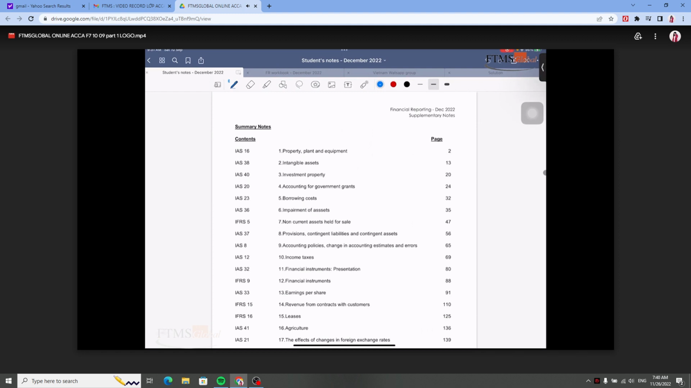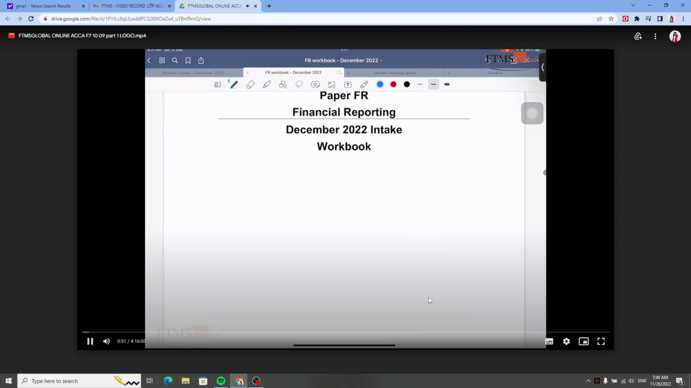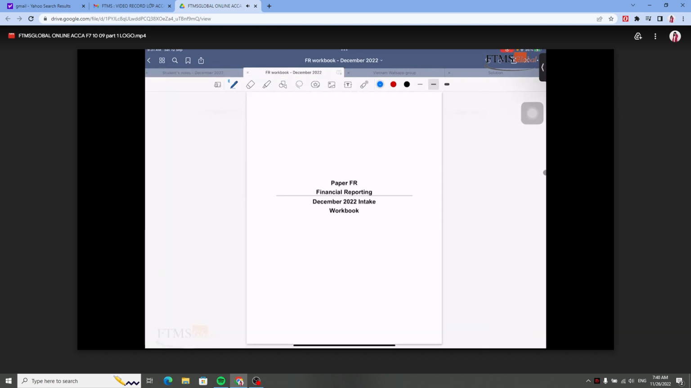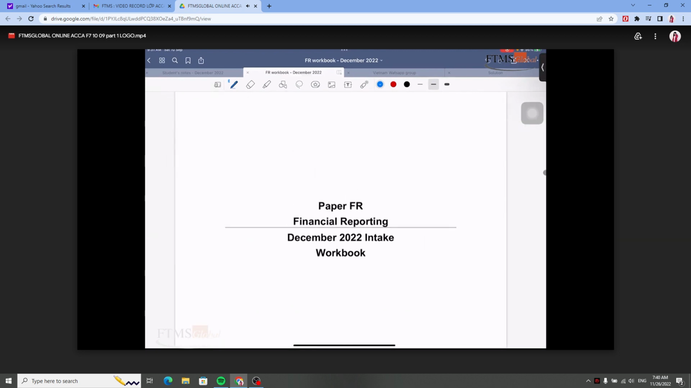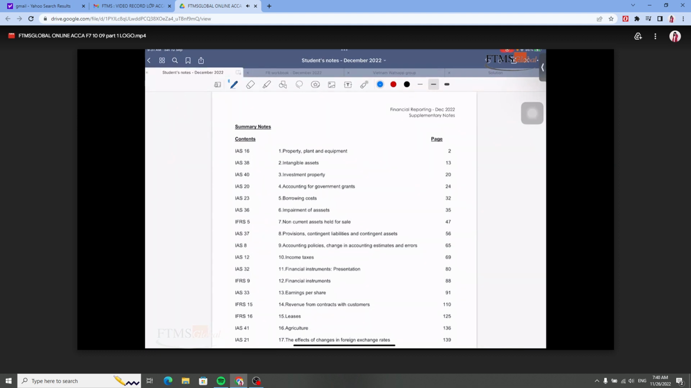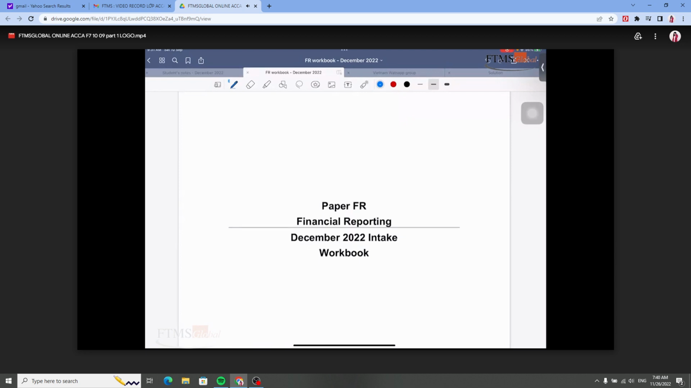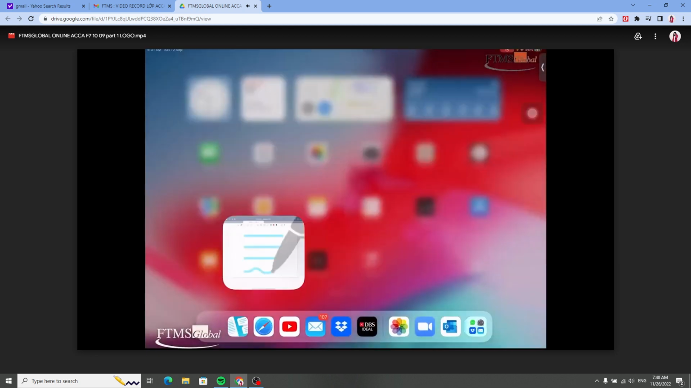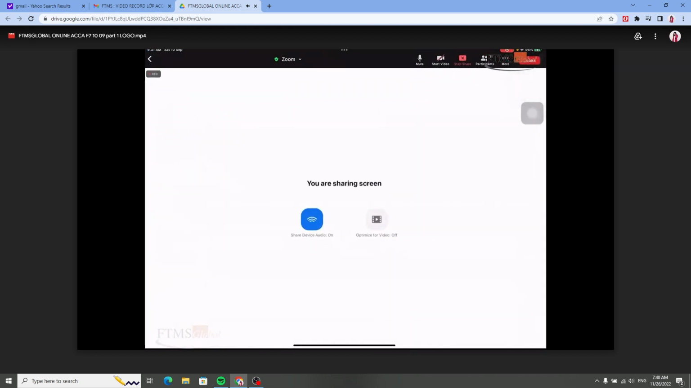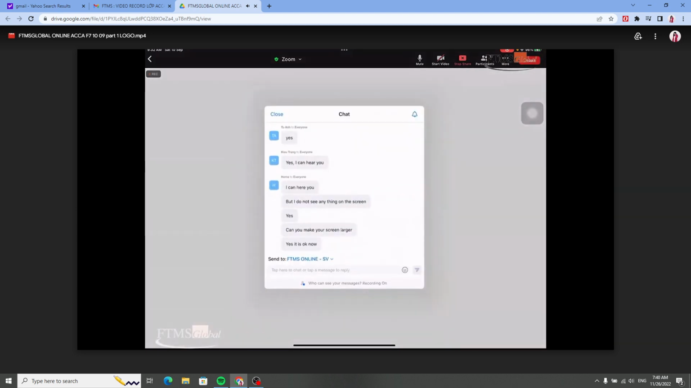Then next, you should have something called the workbook that looks like this. That's the first page, financial reporting, December 2022 workbook. And you should also have revision notes, but I will not put the revision notes here. So basically you should have three sets of notes: the summary notes, the workbook, and the last one is a very thin set of revision notes. So three sets. Everybody has that? If you do not have it, then you have to request it from FTMS.